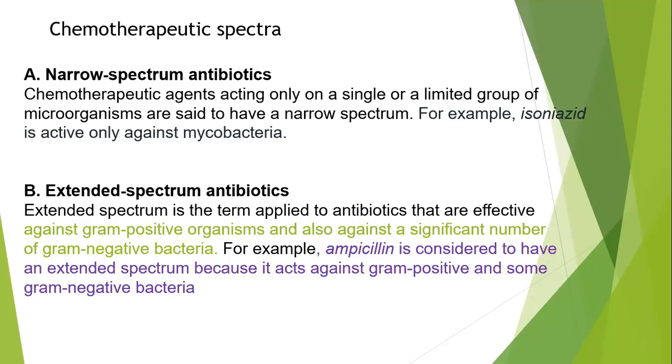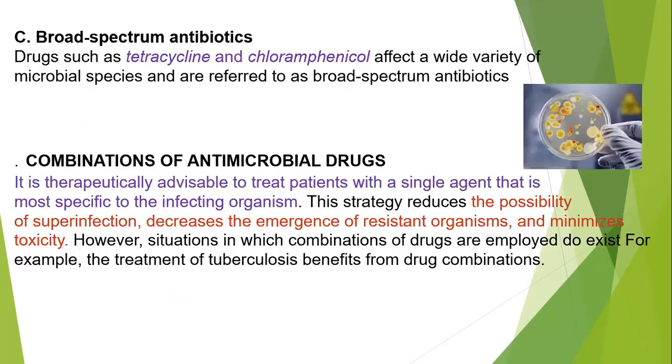Extended spectrum antibiotic is the term applied to antibiotics that are effective against gram-positive organisms and also against a significant number of gram-negative, يعني against gram-negative and gram-positive. Example, ampicillin. Ampicillin is considered to have an extended spectrum because it acts against gram-positive and some gram-negative bacteria. In this case, we can consider ampicillin as an extended spectrum antibiotic.